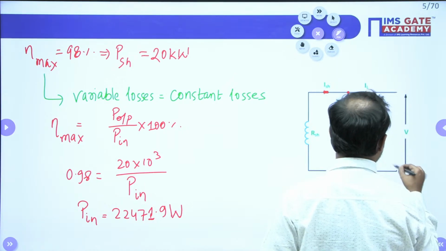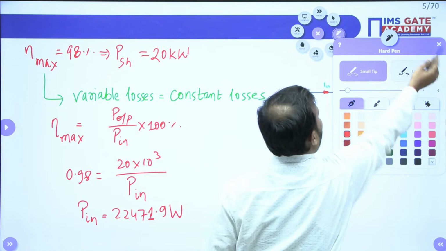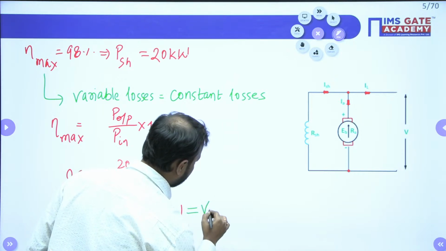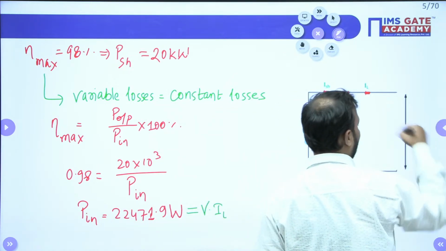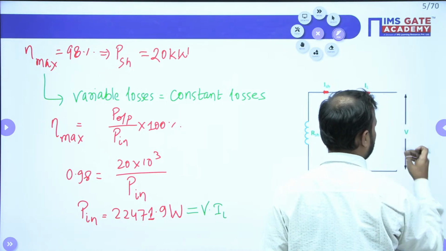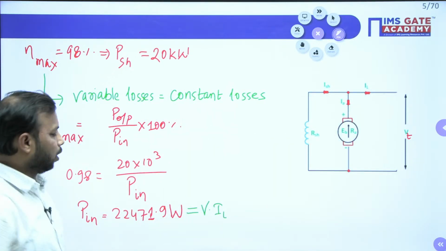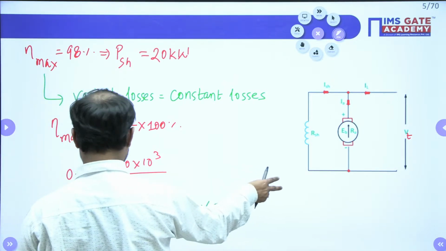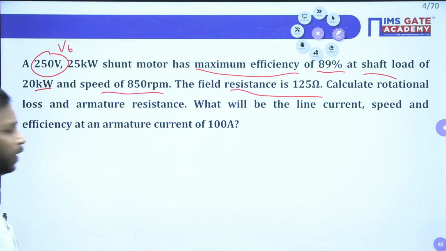Okay, done. So this will be your supply terminal, and the current there is IL. So can I say this value, P input, is basically V into IL? But in a DC machine, we used to write the terminal voltage as VT. So VT into IL is equal to 2241.9. Do we have VT in the question? Yes, this is VT.